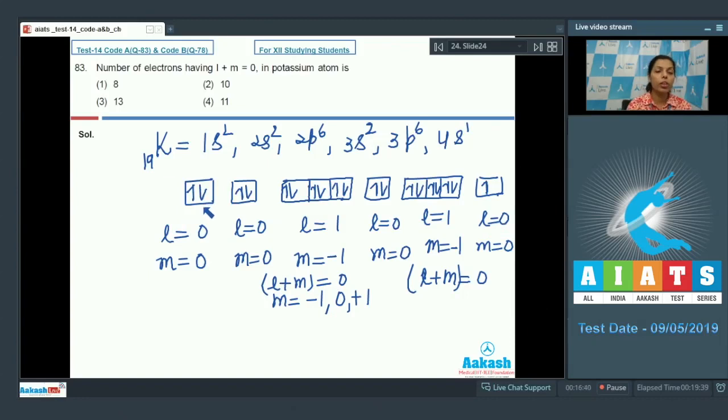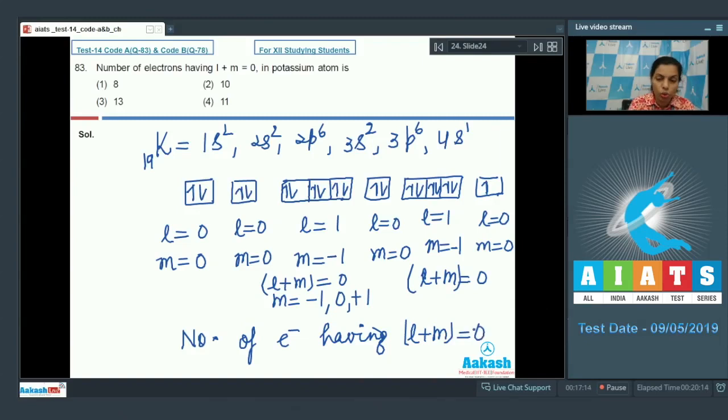So the total number of electrons associated with this M plus L value 0 are 2, one pair, further 4, 5, 6, 7, 8, 9, 10 and 11. So the total number of electrons having L plus M equal to 0 is 11. And that's why option 4 becomes my correct answer.